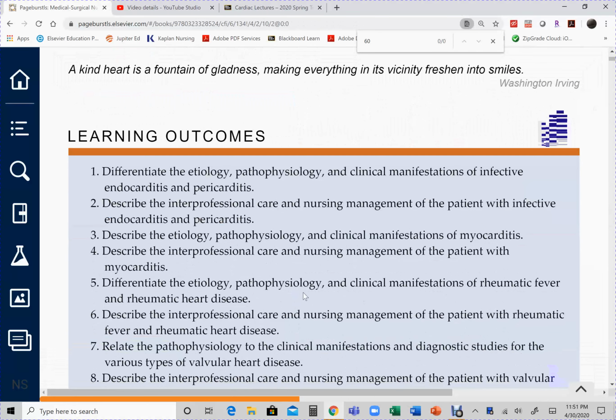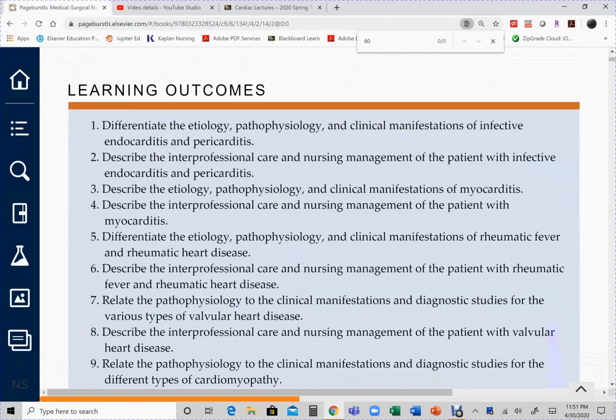Chapter 36. These are the inflammatory, infectious, and structural disorders, so namely endo-, myo-, and pericarditis. Then we'll move on to valvular disorders, rheumatic heart disease, and cardiomyopathy.